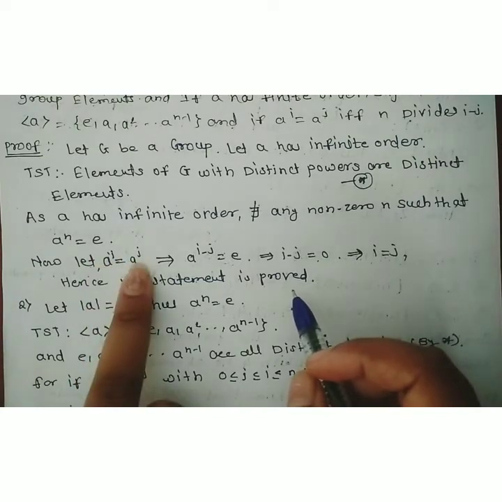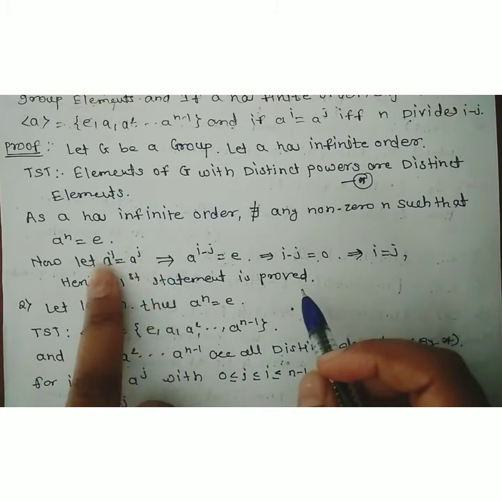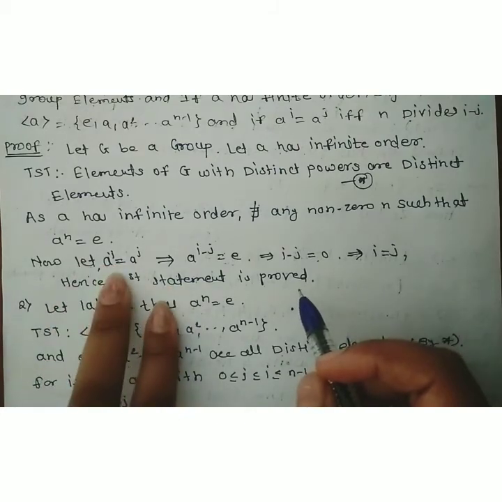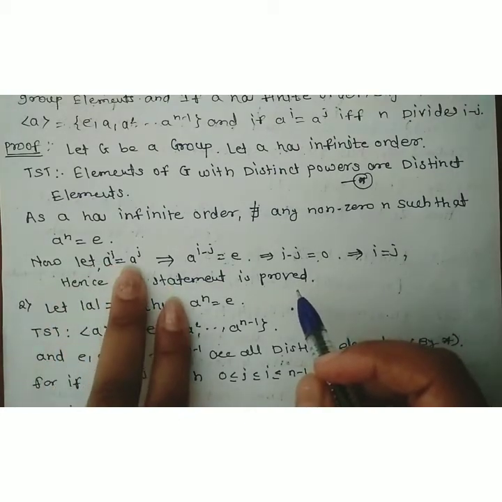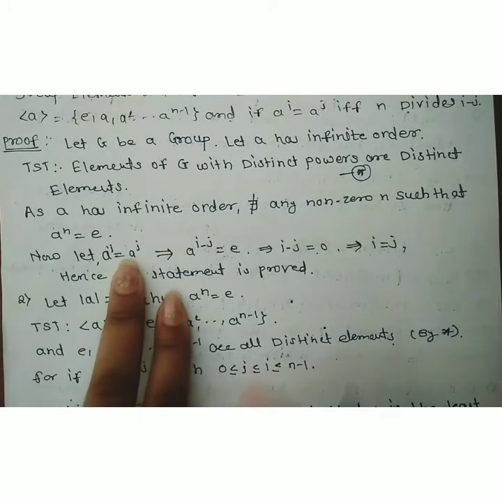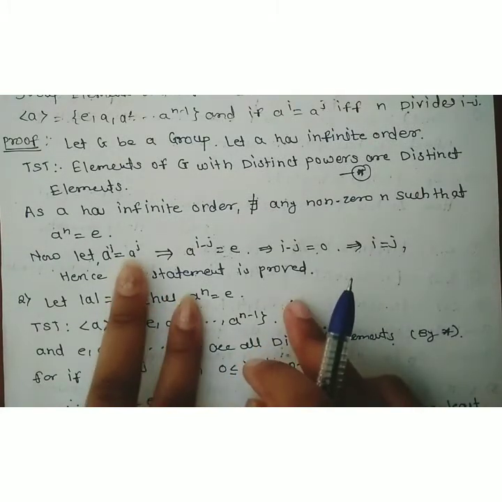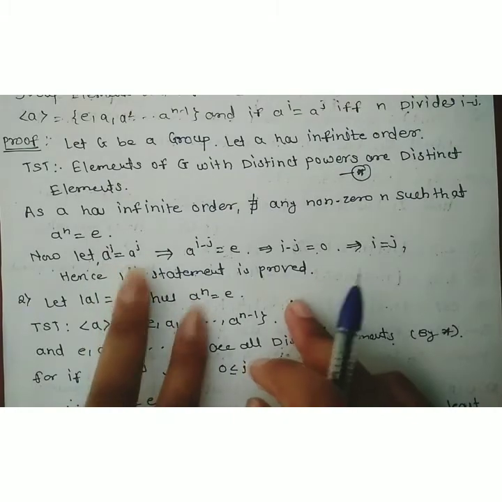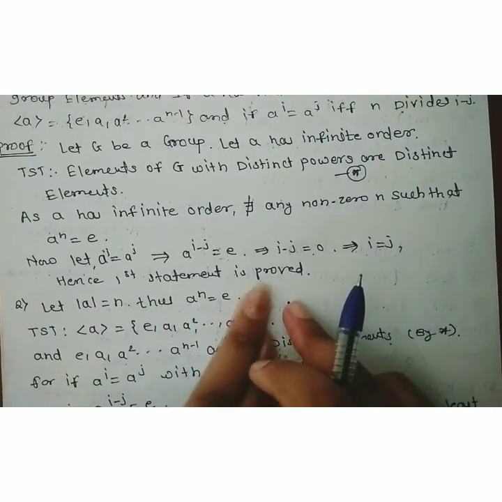Therefore, if two elements with distinct indices were equal, they would be nothing but the same element. Therefore any two elements with distinct powers are distinct elements in the group G. Therefore the first statement is proved.